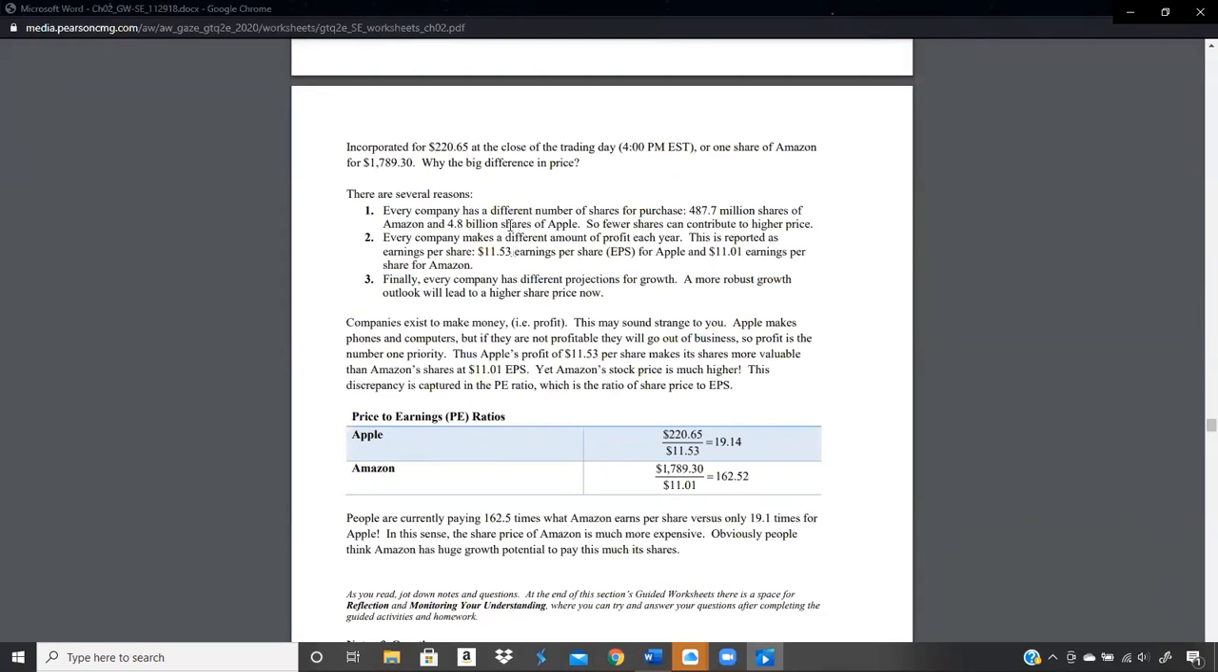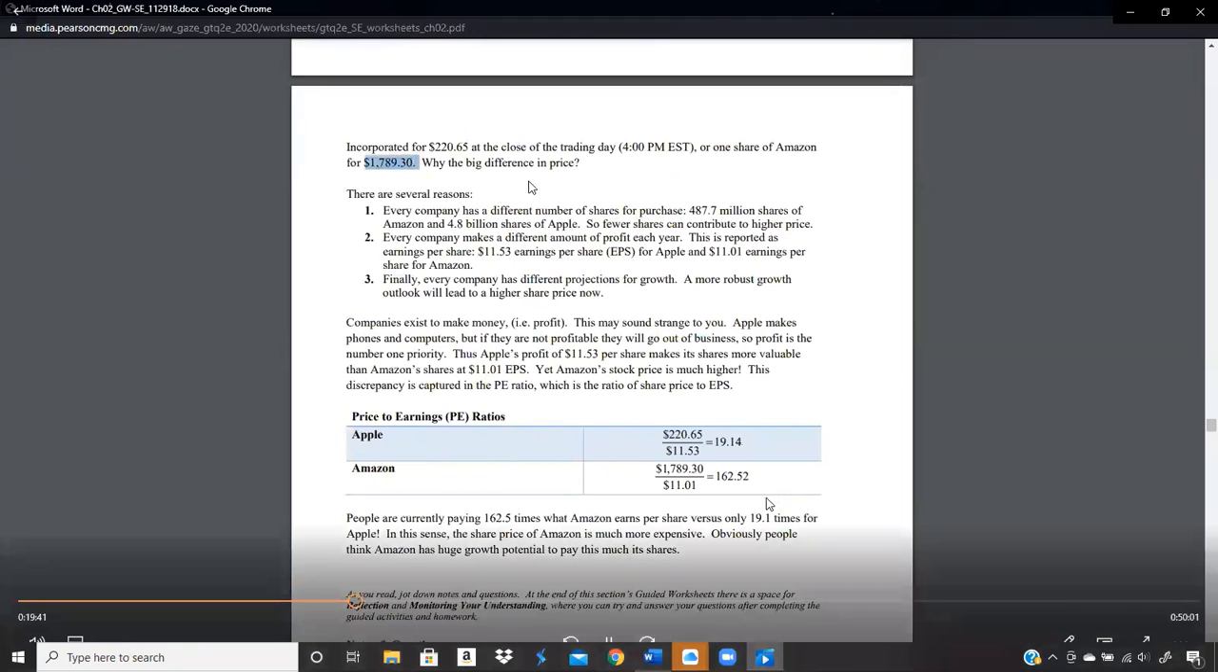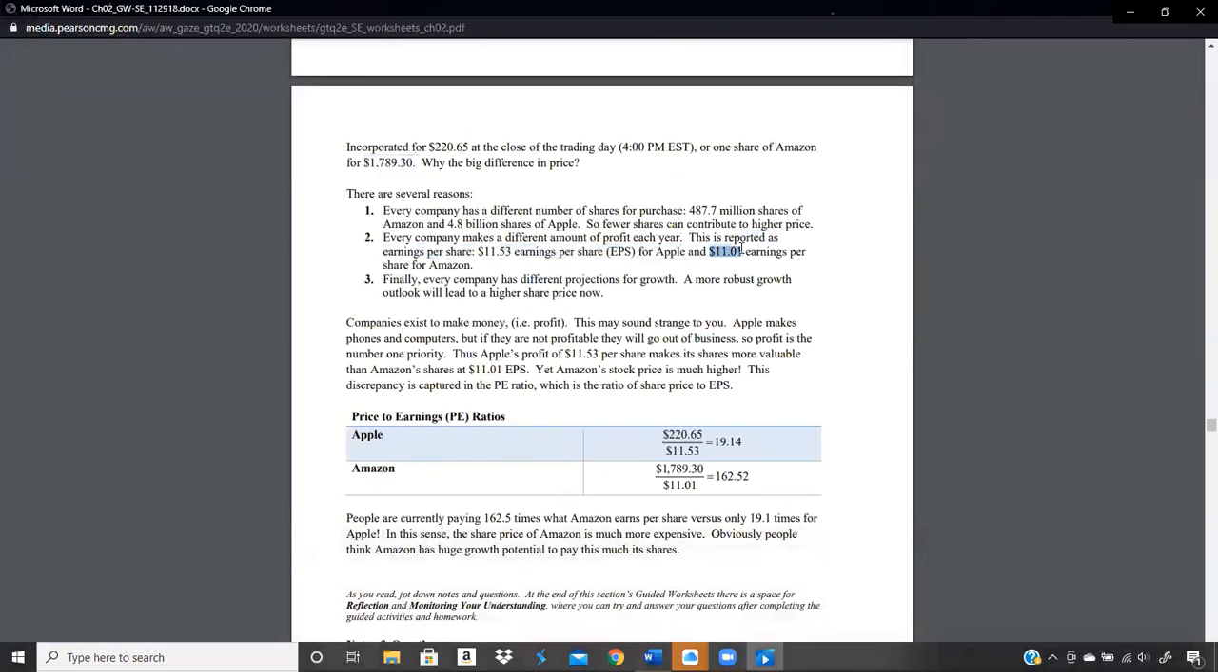So we take the price per share, which they have up here at $220.65 for Apple. And then we're going to divide it by its earnings per share, which was $11.53. You can see that done right here. You would just jam those in a calculator and you'd get 19. Amazon, however, had that very, very high price of $1,800 roughly per share. And then the earnings per share was $11.01. And when you divide those, you get 162.